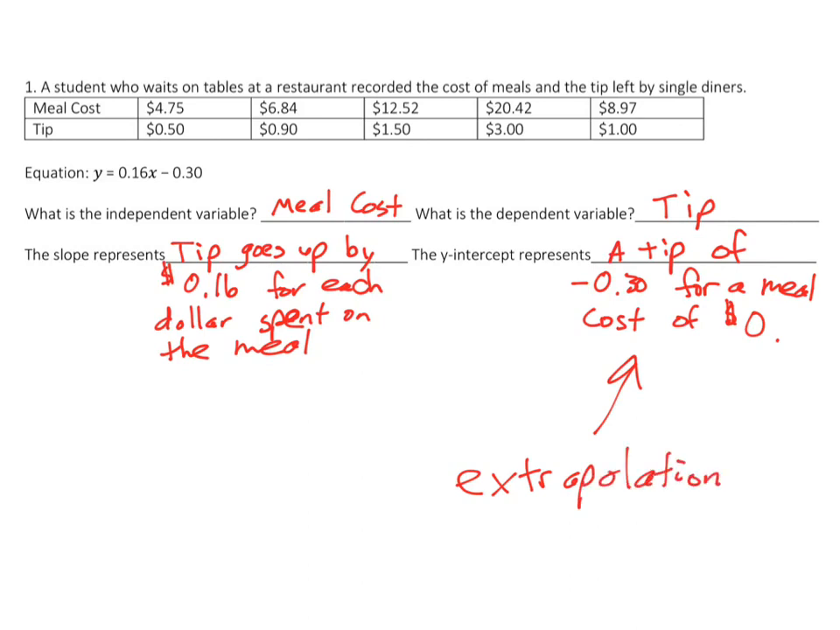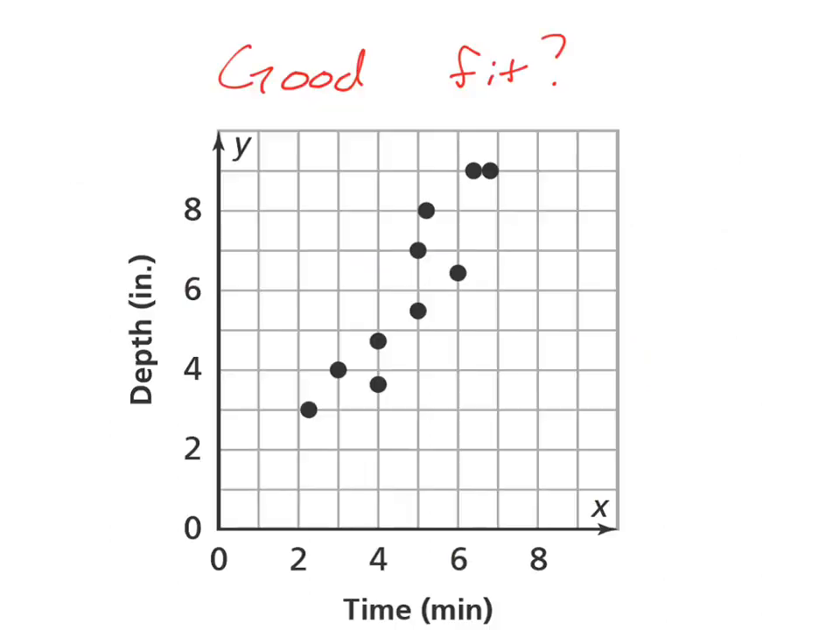Extrapolation, right? That's outside the data set, and so it's a prediction, and sometimes it might be off. Usually people don't come in, order nothing, and then the waiter or waitress gives them 30 cents. That's kind of ridiculous. We call those loiterers who come in and don't do anything. But keep that in mind. This is what the line of best fit says, but you have to realize that sometimes things can be ridiculous if you go outside the data.